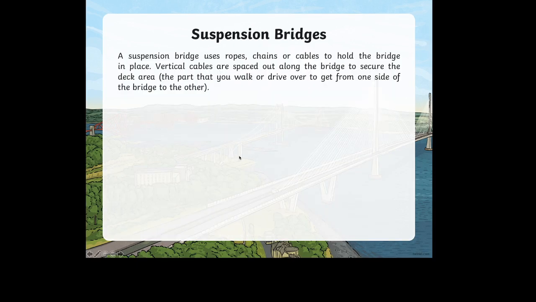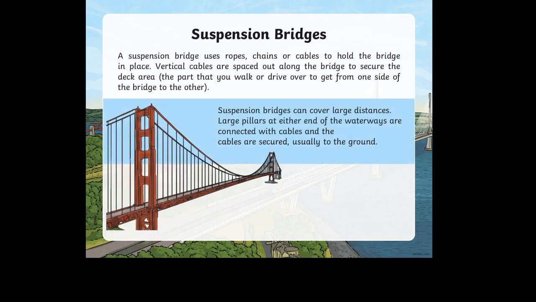Then we have the suspension bridge. A suspension bridge uses ropes, chains or cables to hold the bridge in place. Vertical cables are spaced out along the bridge to secure the deck area, the part that you walk or drive over. Okay? Suspension bridges can cover larger distances. Large pillars at either end of the waterways are connected with cables and secured usually to the ground. So if you need a really long bridge, a suspension bridge will be better than an arch bridge.